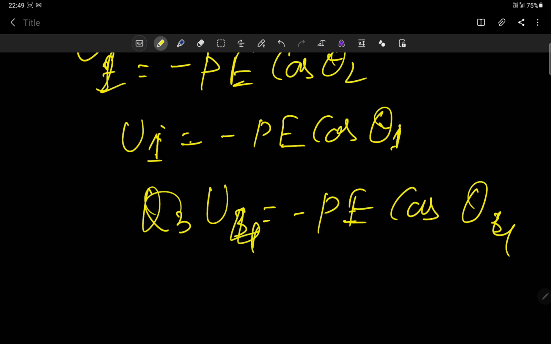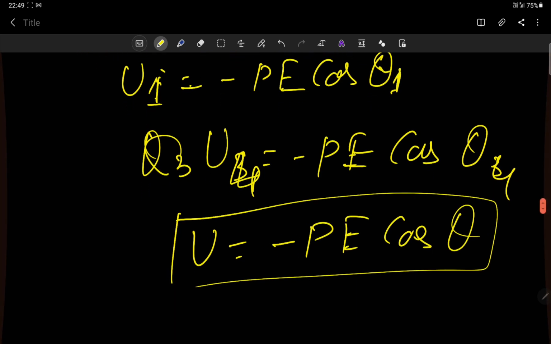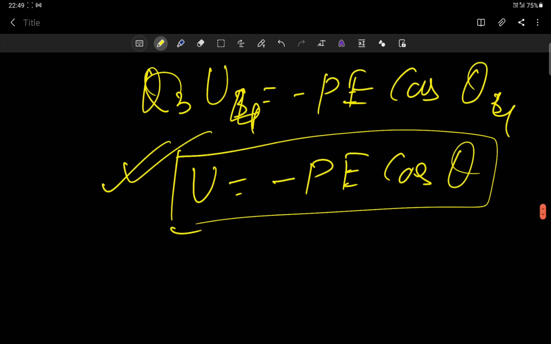Similarly, at an angle theta, the potential energy will be minus P E cos theta. So this is our general formula: potential energy is equal to minus P E cos theta. This equation is needed to solve the numericals. Now after this we have to use three basic conditions: case 1, case 2 and case 3.